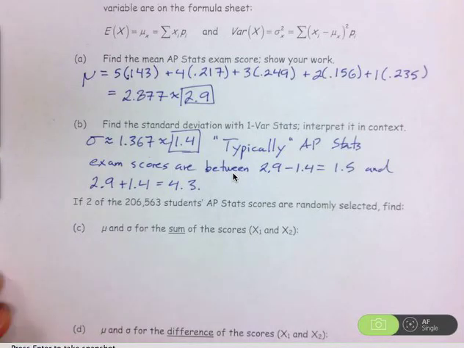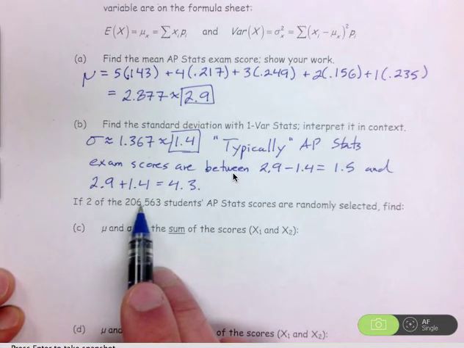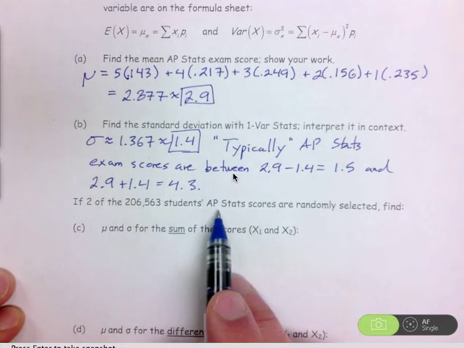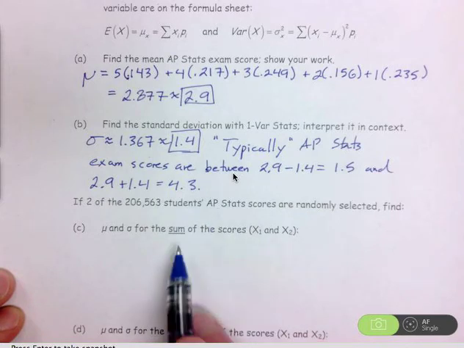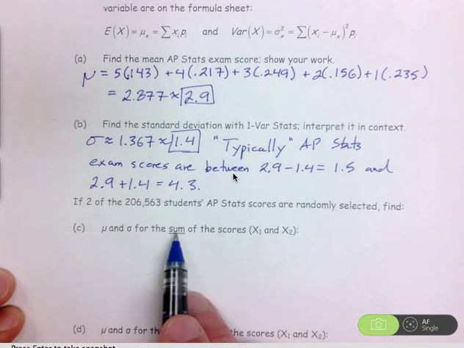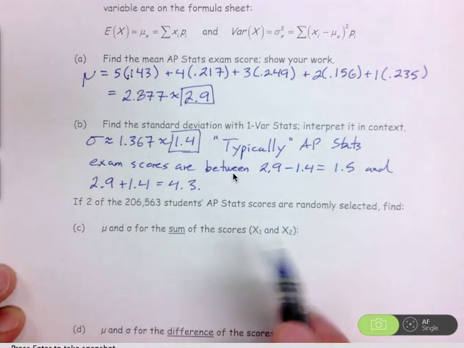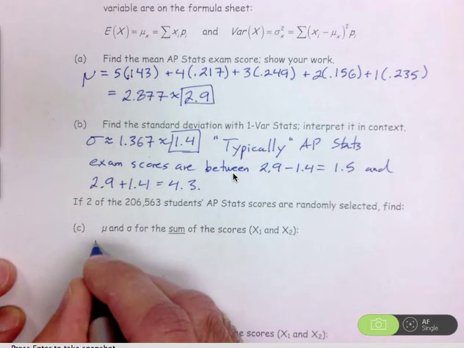Let's say we randomly select 2 out of the over 200,000 scores from the AP Statistics exam from 2016. Let's say then we take the sum of those 2 scores. Let's find the expected value and the standard deviation, or the mean and the standard deviation, for the sum of those 2 scores. We'll call them x1 and x2. So here's the mean.